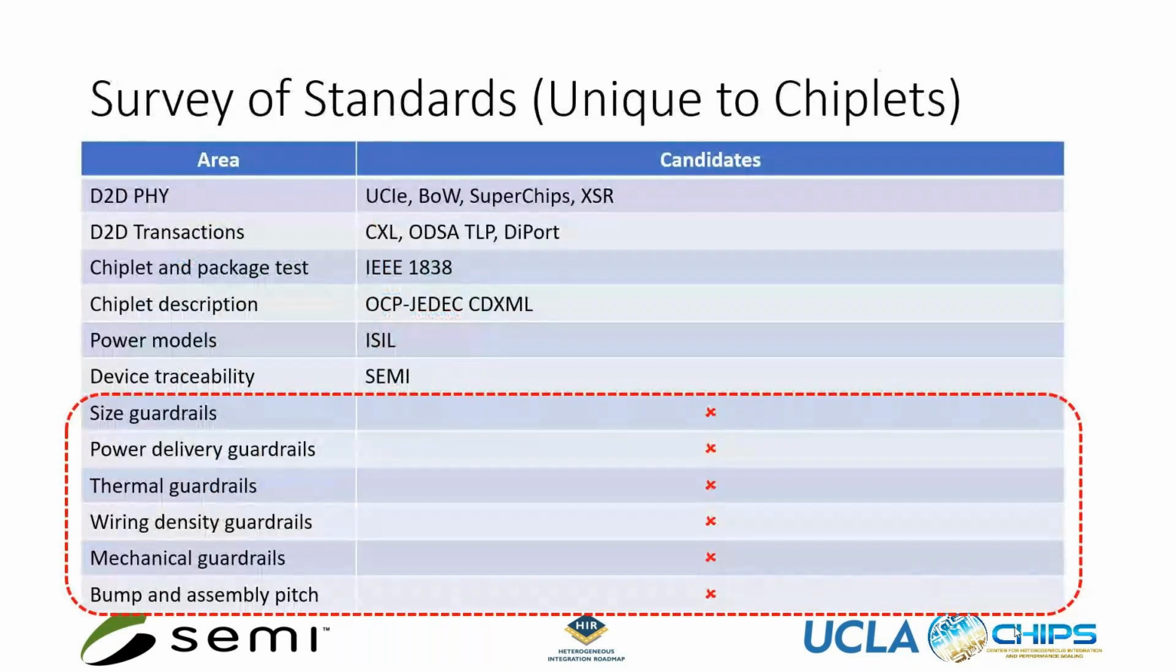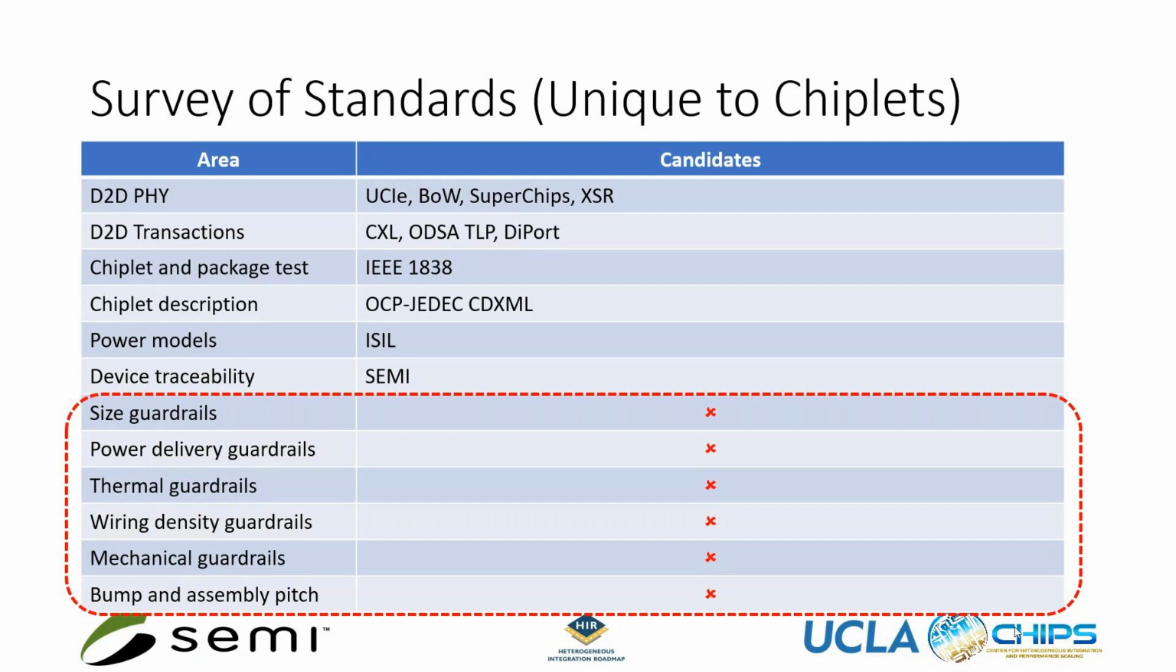So where do we stand on standards? This is my take, and I could definitely use some feedback here. There's a lot of activity on die-to-die PHYs, a lot of activity on die-to-die transactions, a decent amount of activity on chiplet and package test. And thanks to us, primarily, we've really gotten chiplet descriptions going. I forgot to add, TSMC is not an open standard, I believe. Then power models, and SEMI has some device traceability work that can be expanded to chiplets.